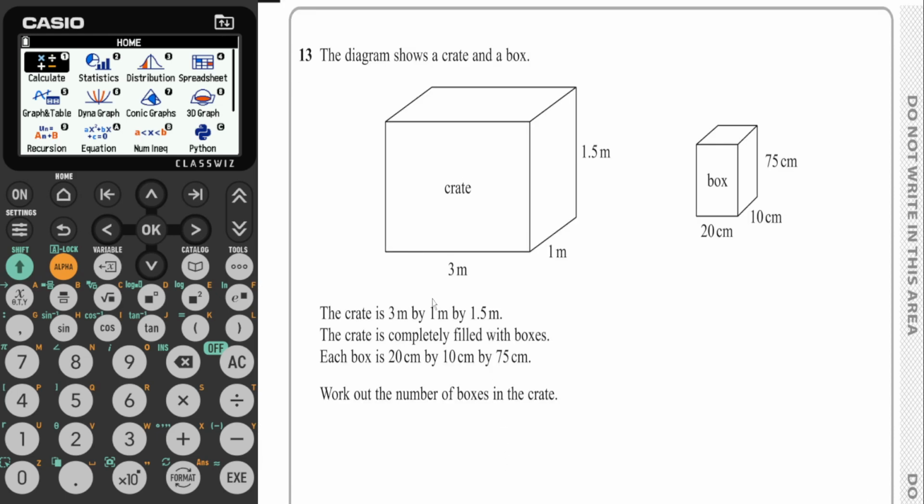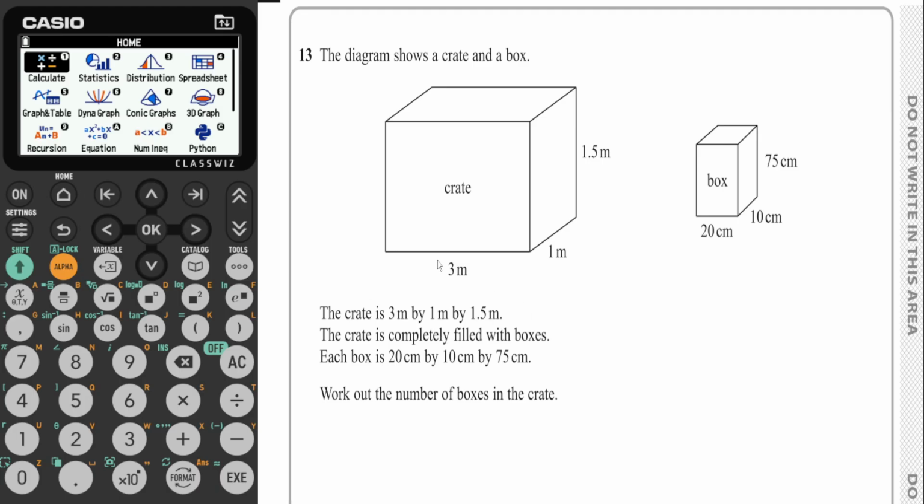Question number 13. The diagram shows a crate and a box. The crate is 3 meters by 1 meter by 1.5 meters. The crate is completely filled with boxes. Each box is 20 centimeters by 10 centimeters by 75 centimeters. We have to work out the number of boxes in the crate. We can do this by converting everything into centimeters.